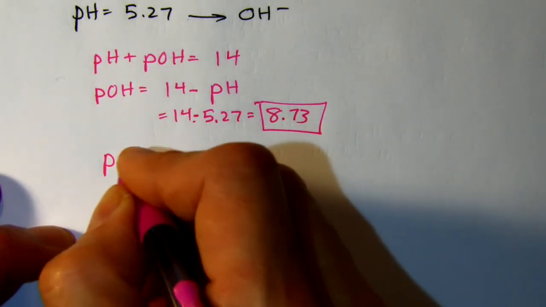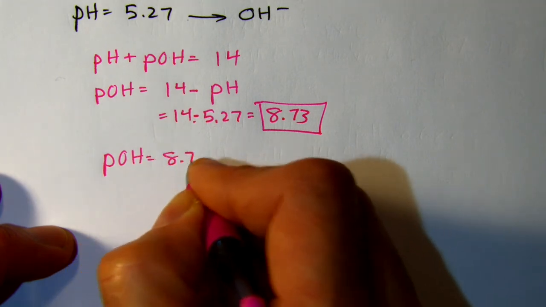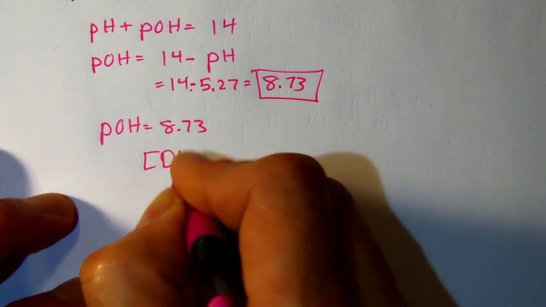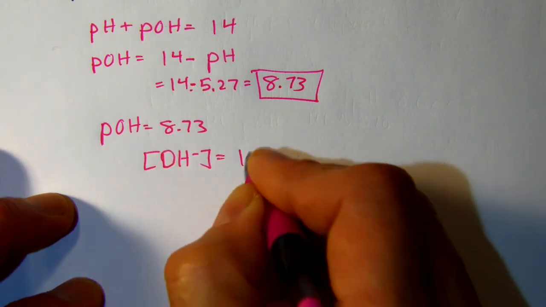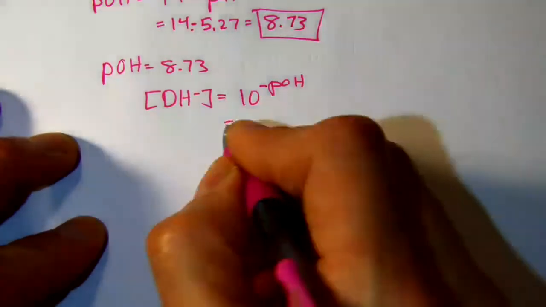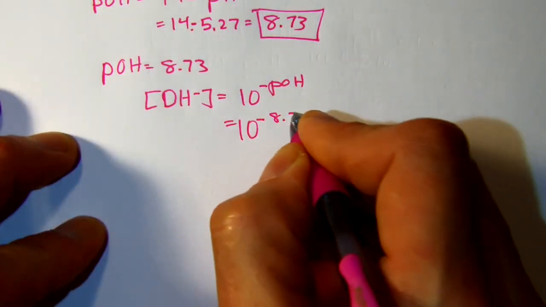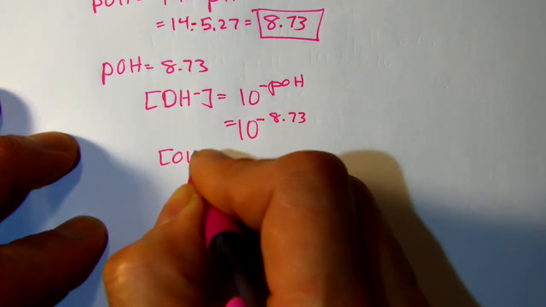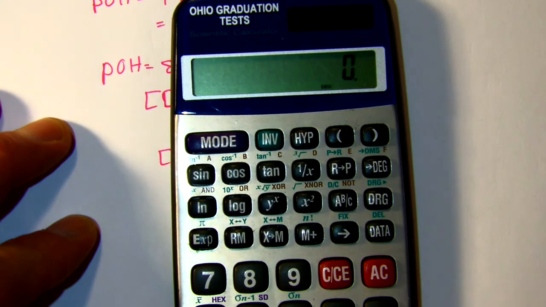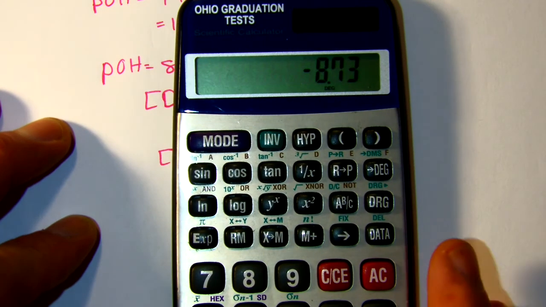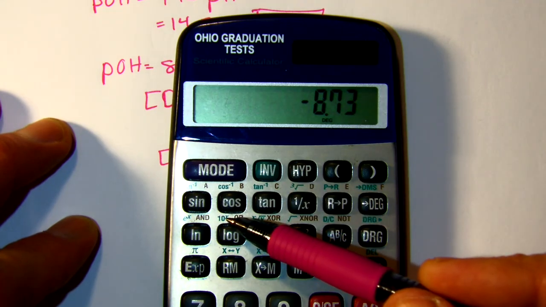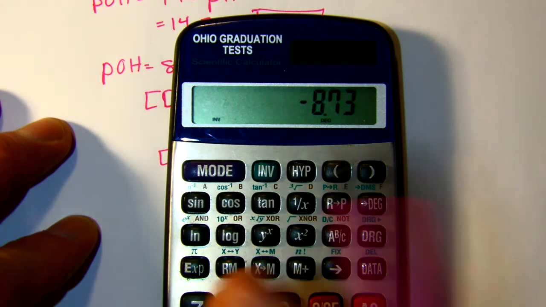Once we have pOH equals 8.73, we also know this equation. OH minus equals 10 to the negative pOH. So it's 10 to the negative 8.73. Put 8.73 in your calculator. Make it negative. Find 10 to the caret right there. Second function because it's green. Boom.